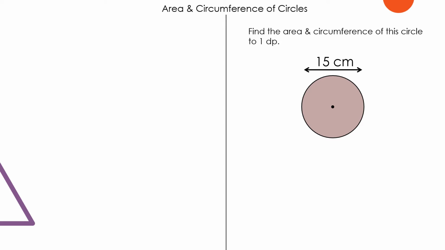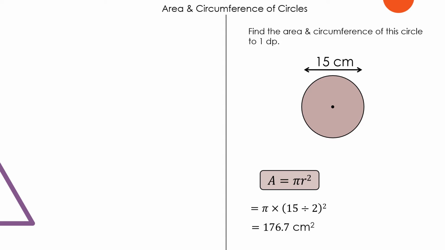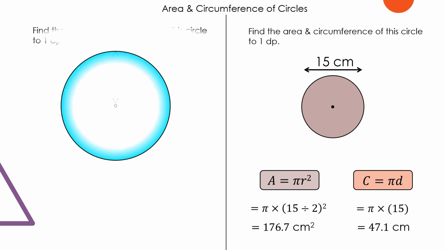So as we can see, we have been given 15 centimeters as a diameter. So what I'm going to write is area, formula, substitute the values, and find out the answer. Remember, you have to write your formula first and then start substituting the values as given in your question. Now, because it is asking me area and circumference, I have to do the circumference too. So circumference is pi d, which is going to be pi times 15, and the answer will be 47.1 centimeters.